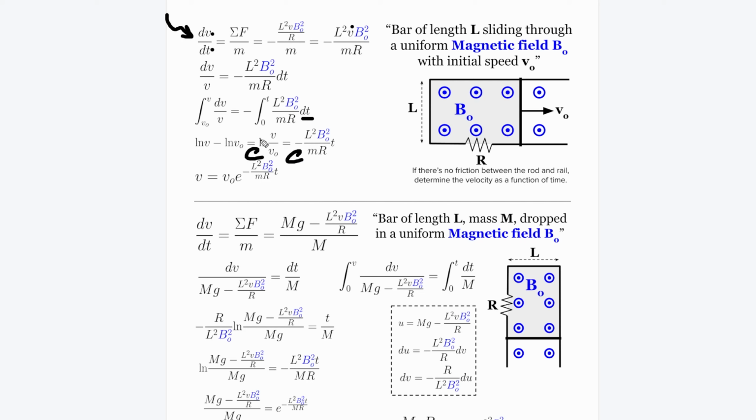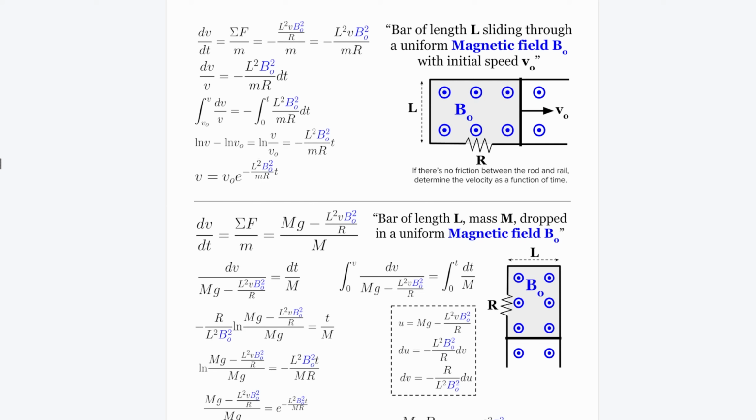We'll take e to the both sides. E cancels log. I get v naught over v equals e to this mess. So I just multiply by v naught, and I get this right here. So this is my velocity as a function of time. Notice it's v naught times e to the negative, so it's going to look like this. As time increases, I start with some speed, and it dies off like an exponential in time. So that's what that looks like.